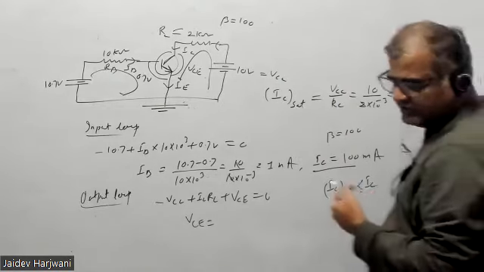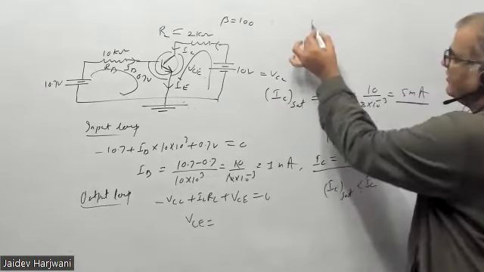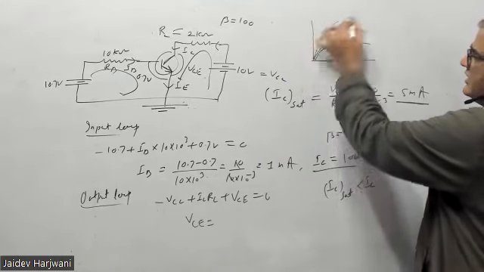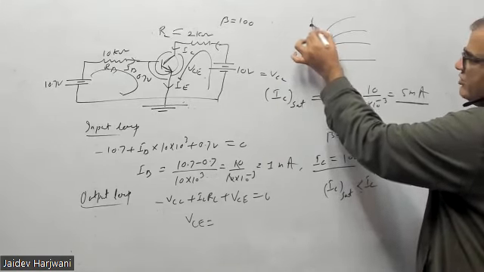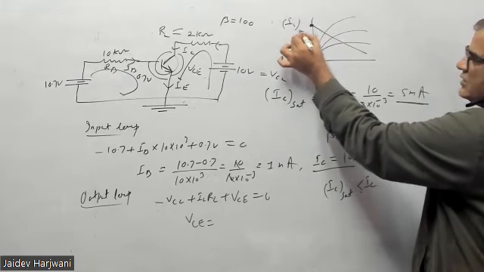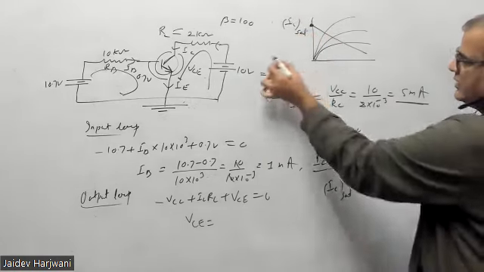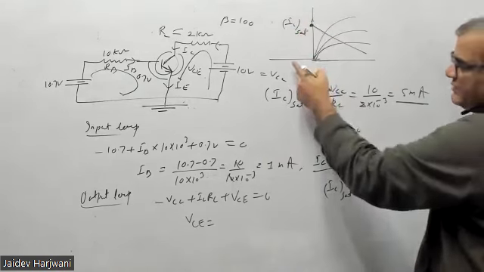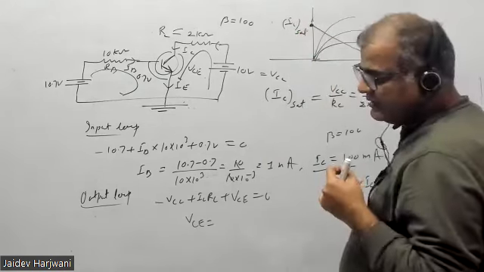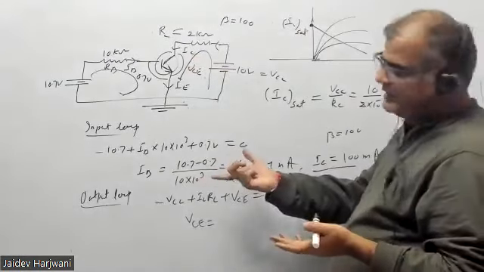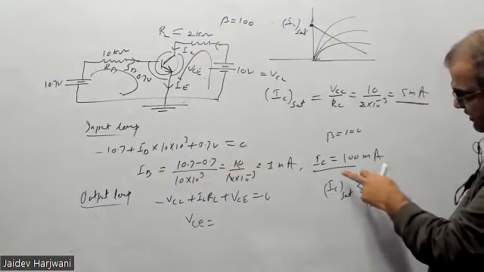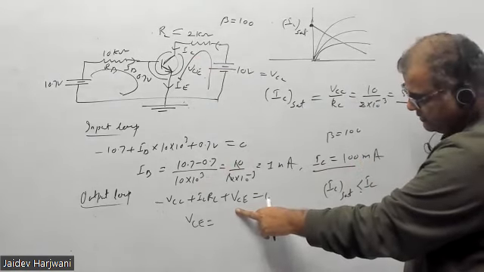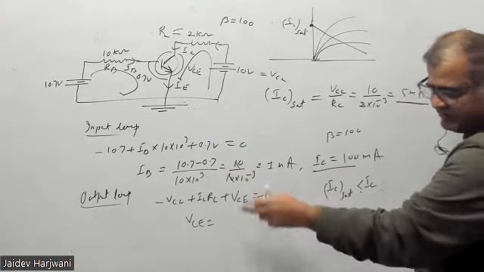Why? Because if you see the graph, the maximum possible value is IC saturation. If your value is coming more than this IC saturation, that means your VC is negative, and VC negative cannot be possible here. If I put this IC 100 milliampere in this equation, VC will come negative. Check it.